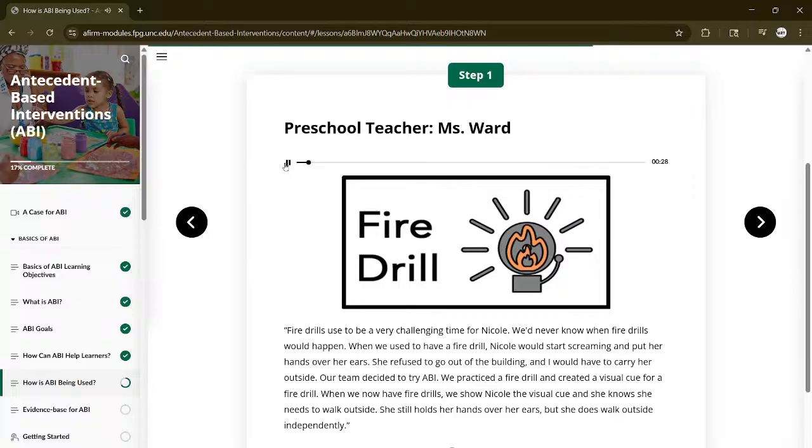Fire drills used to be a very challenging time for Nicole. We'd never know when fire drills would happen. When we used to have a fire drill, Nicole would start screaming and put her hands over her ears. She refused to go out of the building, and I would have to carry her outside.